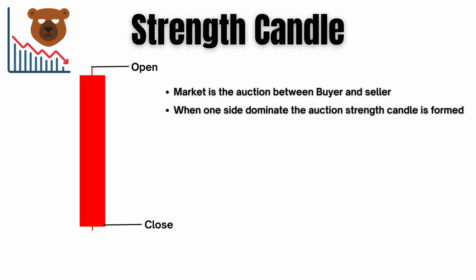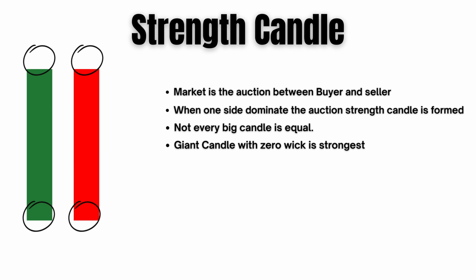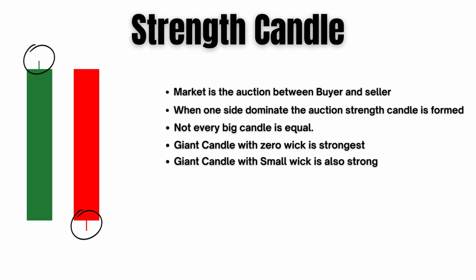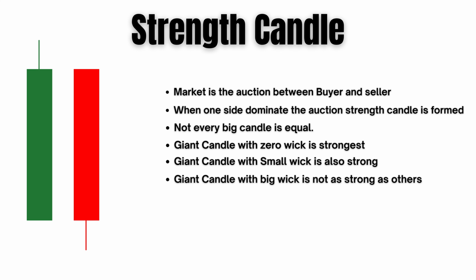Now, not every big candle is equal. A giant candle with 0 wick is the loudest signal possible, but even small wicks matter. A candle with a tiny upper wick still shows clean, uninterrupted buying. A candle with a big upper wick? That's not true strength. It means sellers forced a pullback before the close.